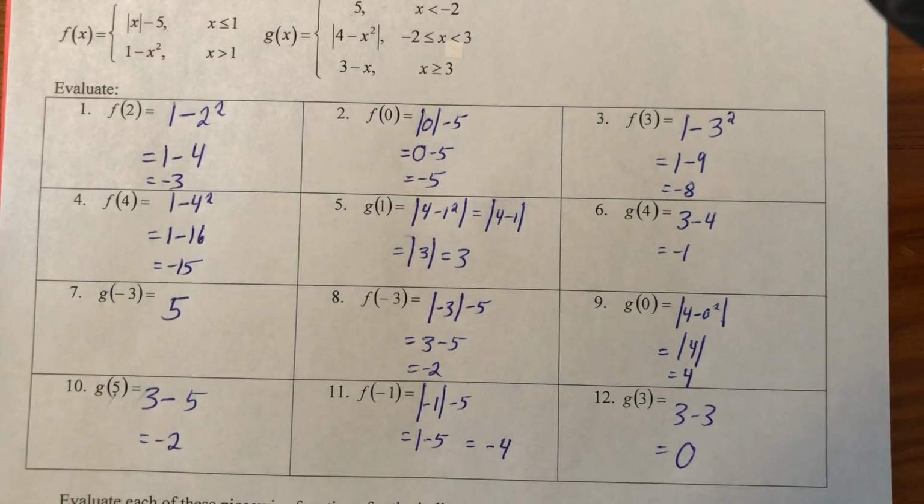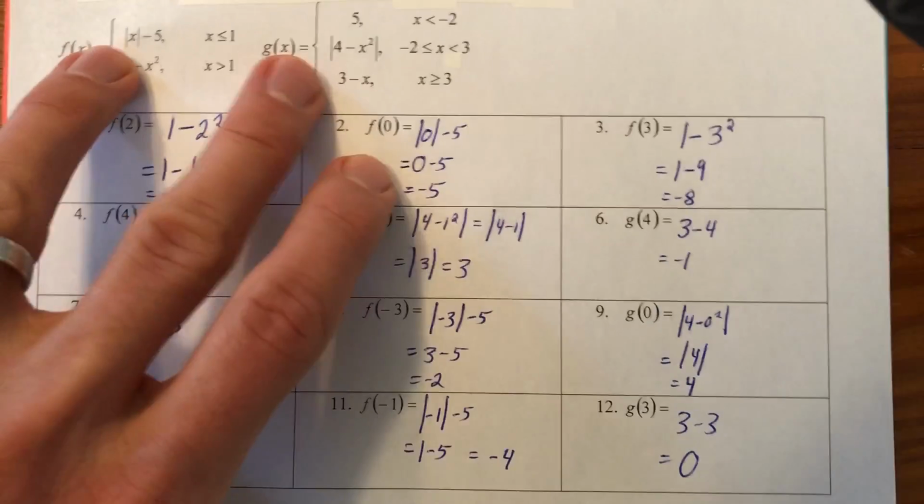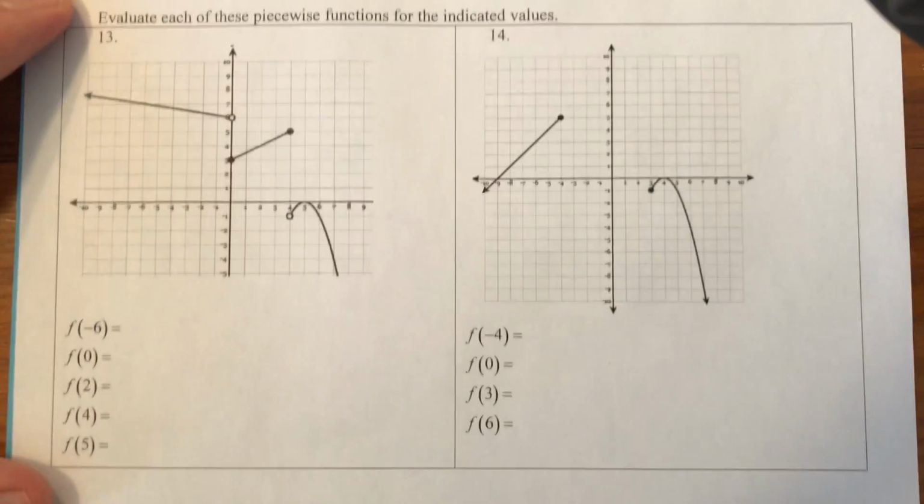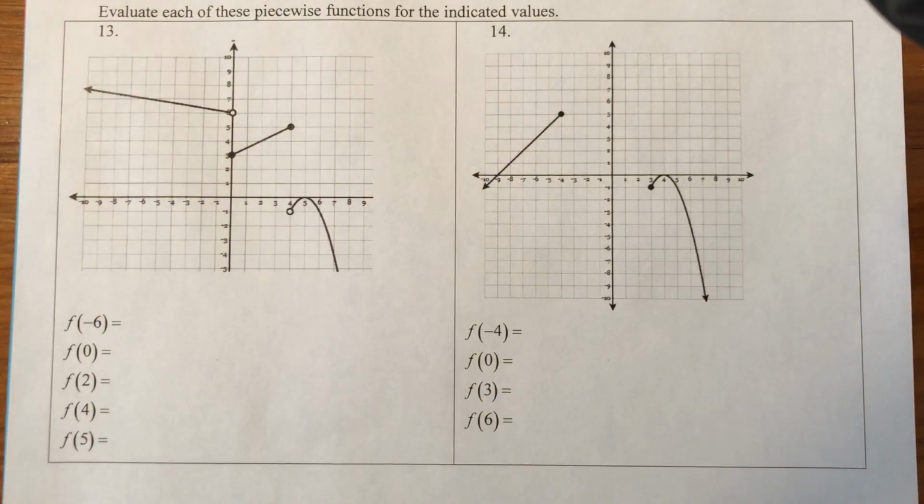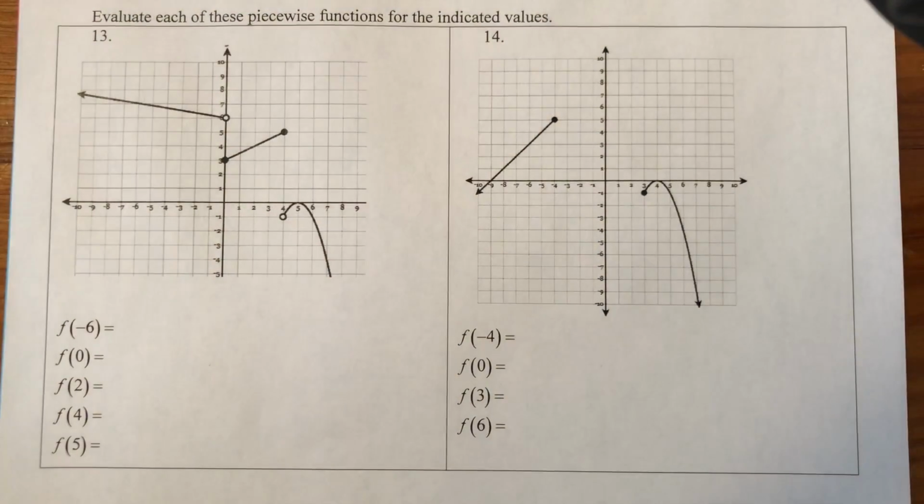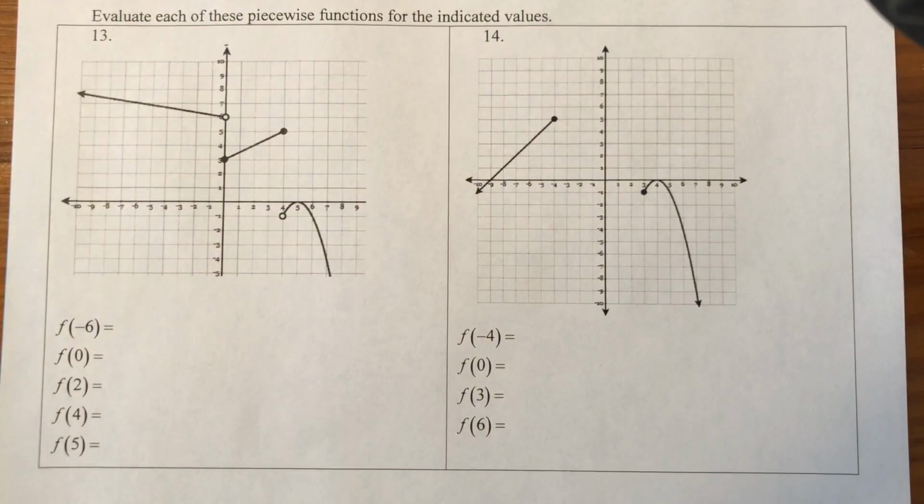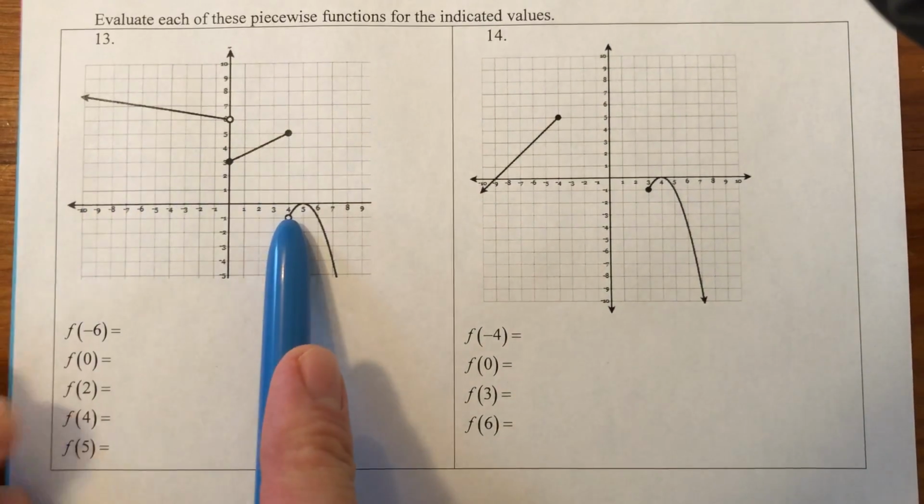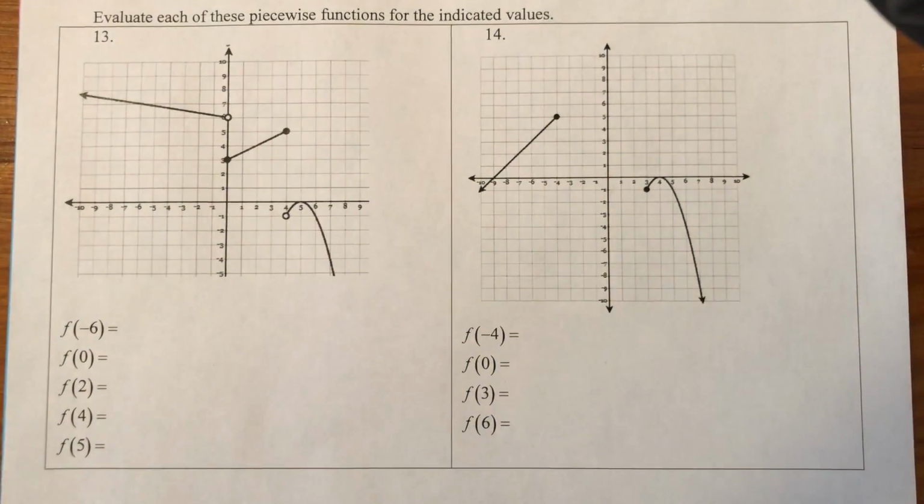So up here at the top of the paper, we evaluated piecewise functions when given a function. Now we're going to evaluate a piecewise function when we are given a graph. Now, we are not asked to write the equation of these piecewise functions. And if we did, let's just go ahead and state the obvious. Here we'd have 3 pieces. Here we'd have 2. On some of the other ones, well, it depends on the problem itself.